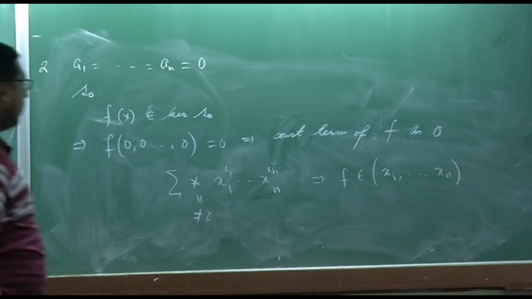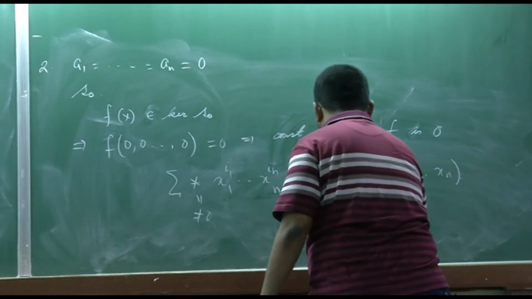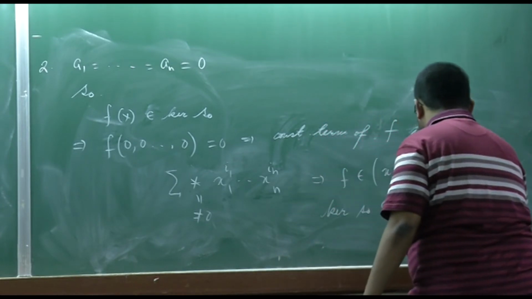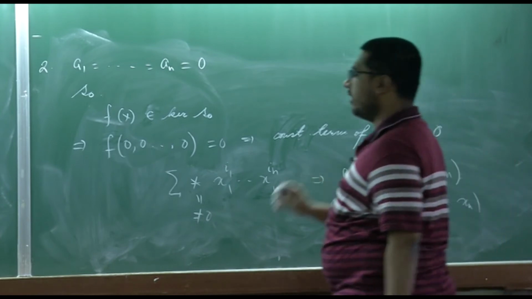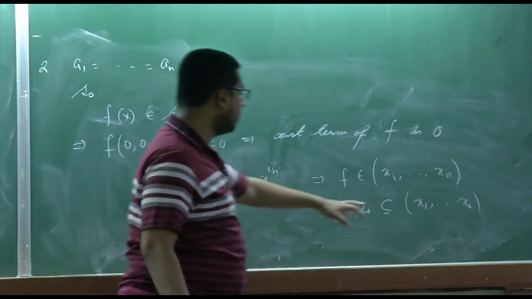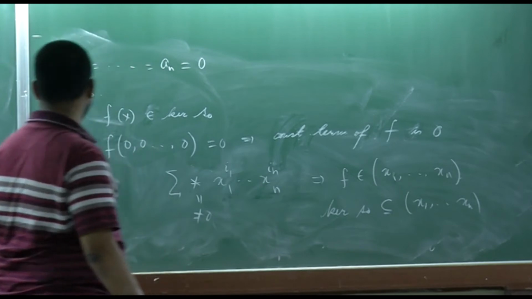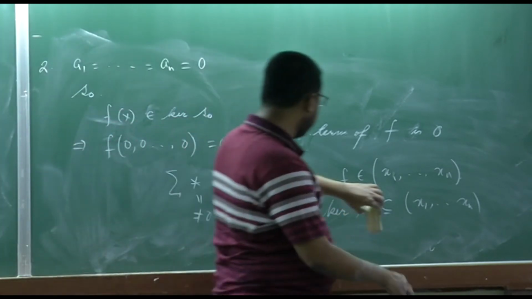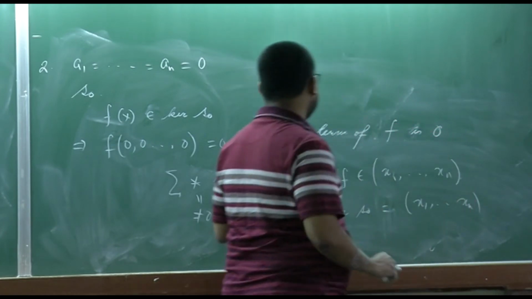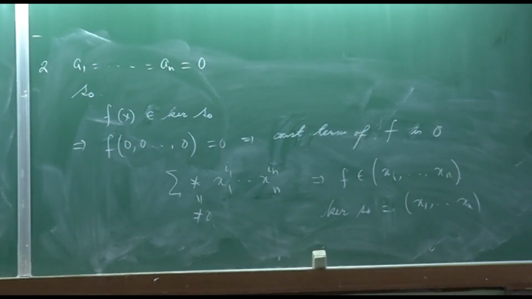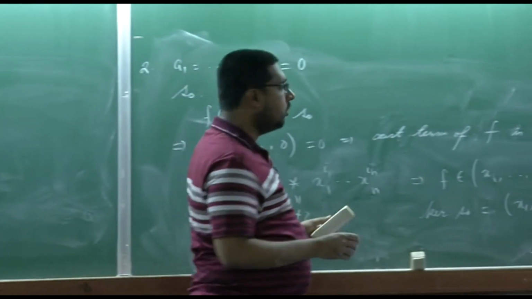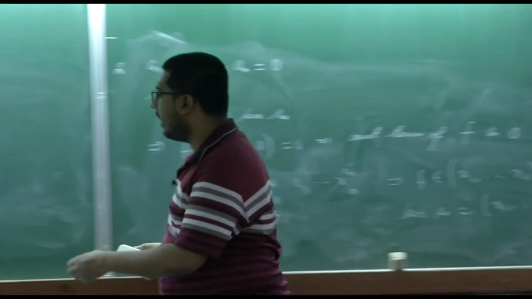And so the kernel of S naught is contained inside the ideal generated by x1 up to xn, and x1 up to xn are already inside the kernel because the evaluation is at the point 0. Thus we get they are the same. So we have established the theorem in the very special case of a1 up to an equal to 0. Okay. Now let us do the general case.